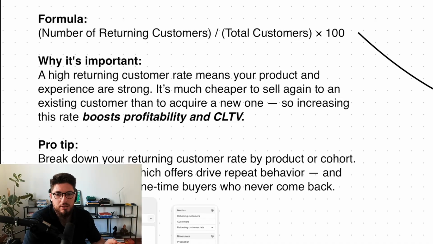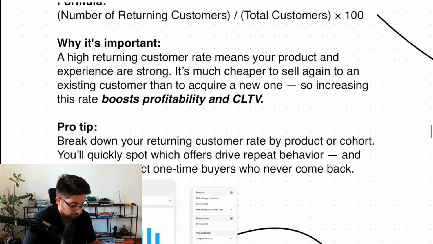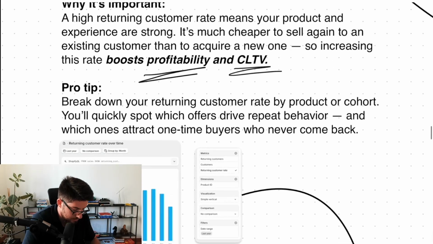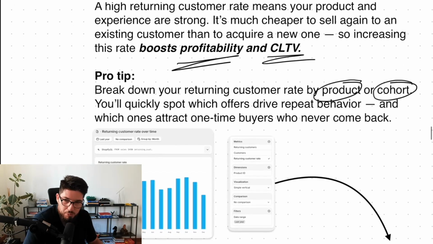Why is this important? It means the product, the experience, like people want to buy again. It's the best signal. So, and it's cheaper to sell again. It's basically free if you're selling through email or organic, or they just voluntarily buy again directly. That's a free purchase. And if you have to acquire a completely new customer, that's going to be expensive. So more profit, more customer lifetime value. So it's a metric that you want to increase. Pro tip, break down your returning customer rate by product or by cohort. Basically play with the metrics to spot things, to spot opportunities.